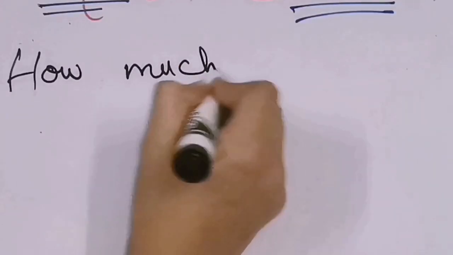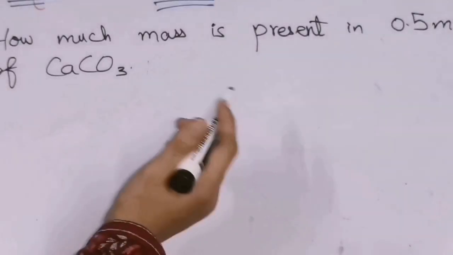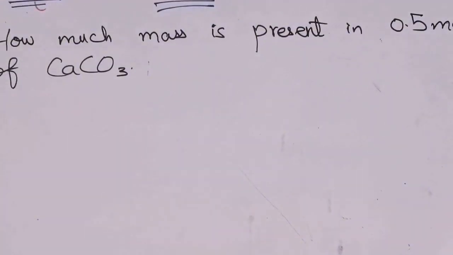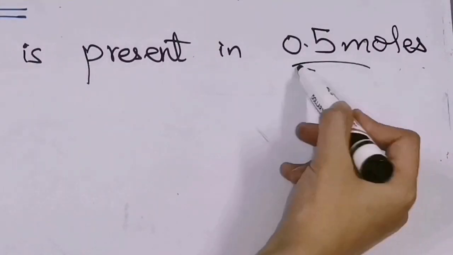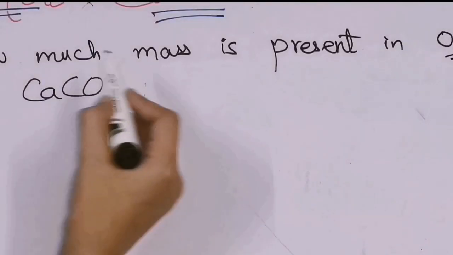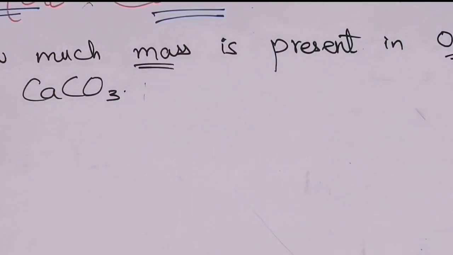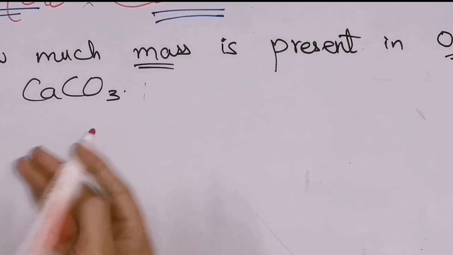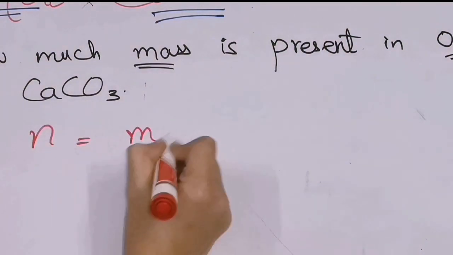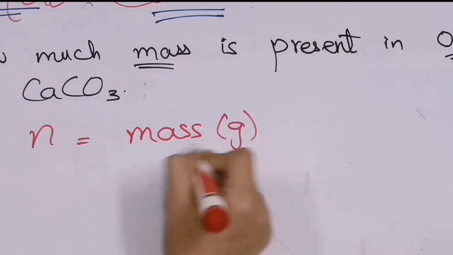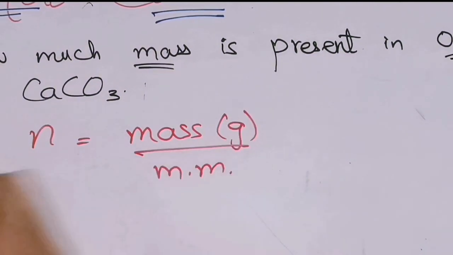I hope you already understood the first formula, how you will do the calculations, but let us see how we can find the mass from the number of moles given. How much mass is present in 5 moles of calcium carbonate? In this case, we already have the moles and we have to find the mass. Okay, the formula will remain the same. Number of moles will be equal to mass in gram divided by molar mass.